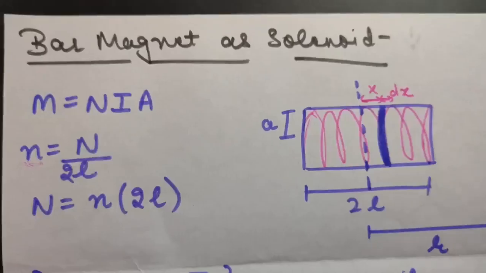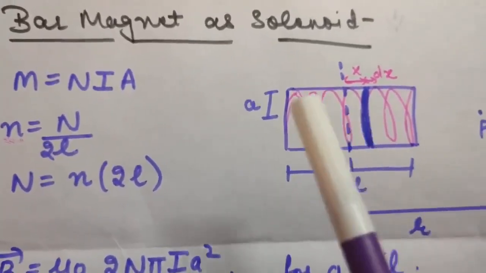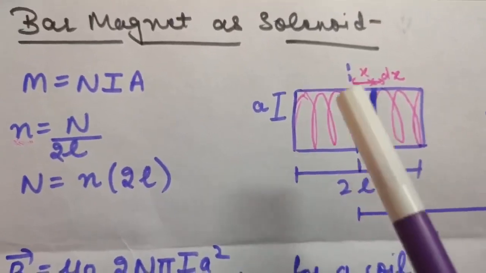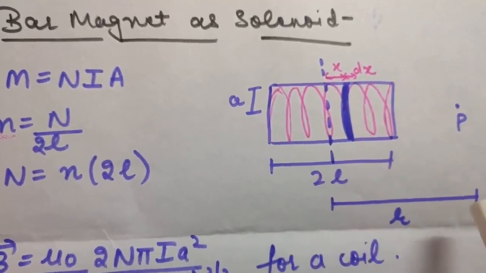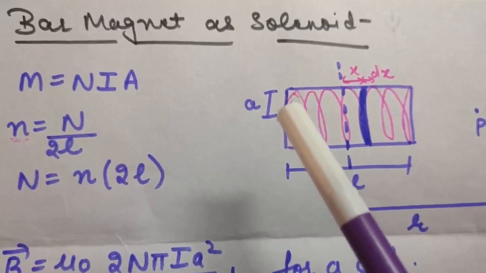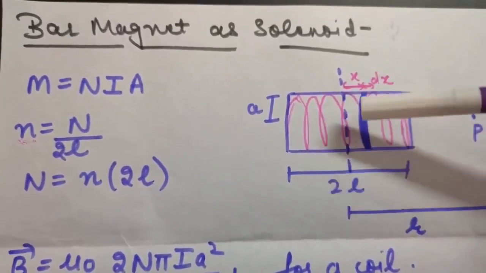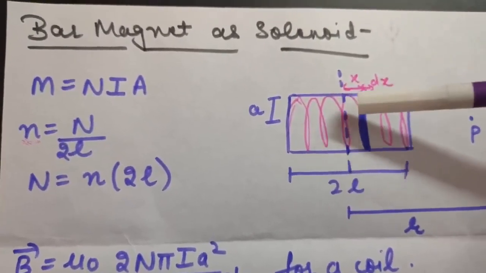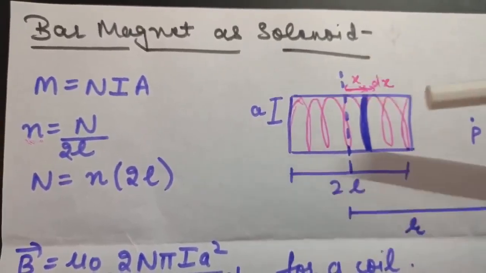Okay, so the next topic is bar magnet as solenoid. Suppose we have a solenoid of length 2L. This line shows its midpoint, and let us suppose this is a point P whose distance from the midpoint is R, and the radius of the coils in this solenoid is A. What we'll do is consider a small portion of the solenoid of thickness dx at distance x from the center, calculate the magnetic field due to this portion, and then integrate it for the whole solenoid.